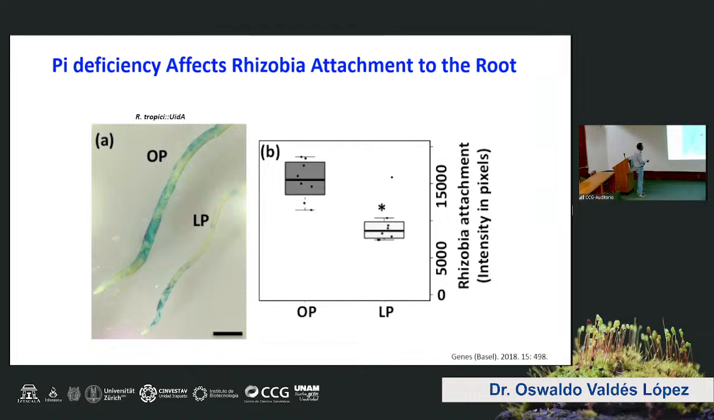But in low phosphate, you can see that this responding zone is moving closer to the root meristem, and also the intensity of the attached rhizobia decreases. So here we have evidence suggesting that the rhizobial infection is affected by low phosphate.